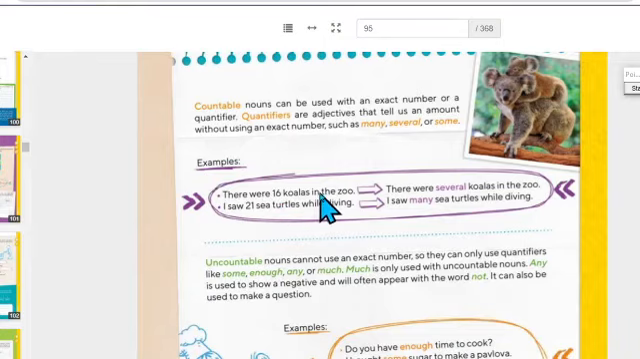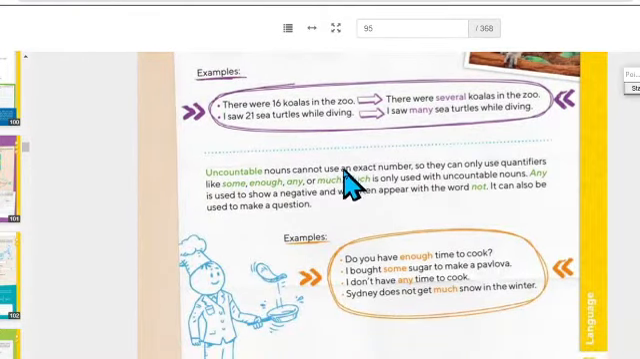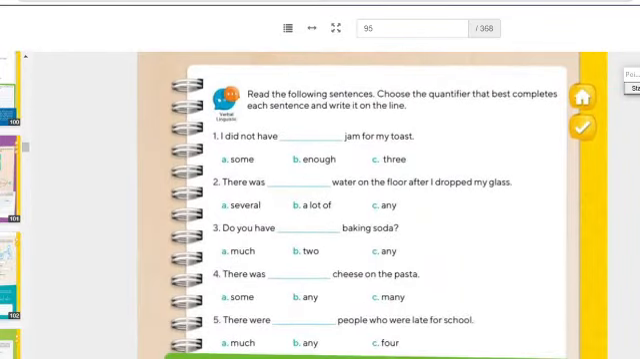Example, there were 16 koalas in the zoo. There were several koalas in the zoo, right? I don't know how many, so I just say several, right? So I saw 21 turtles while diving. I saw many sea turtles while diving, right? So here you use 21, you replace it with many. Right, entonces aquí es como le pones, varios, muchos, pues dependiendo cómo lo veas tú, right? And uncountable nouns can't use an exact number, so they can only use quantifiers like some, enough, any, or much. Much is only used with uncountable nouns, any used with the negative, and will often appear with the word not. So this is the grammar, and you will need to answer this page, right?